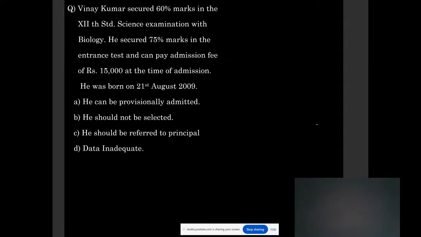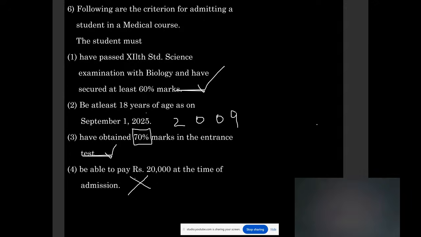Okay, as he is not satisfying that age criteria, the second one is also wrong. Because from 2009 to 2025, he will be approximately 16 years old, somewhere between 16 and 17. But he is not 18 years. So that's why the second one is also wrong. He is not satisfying the second one also.